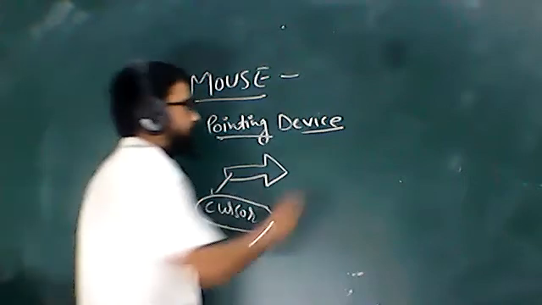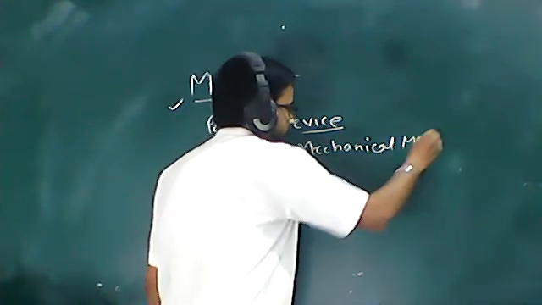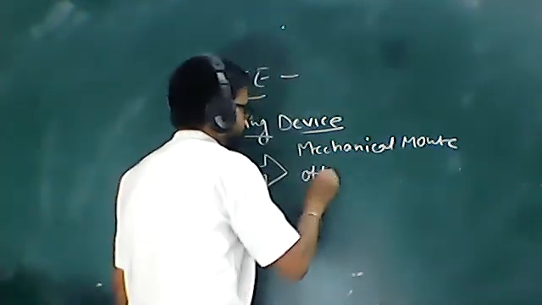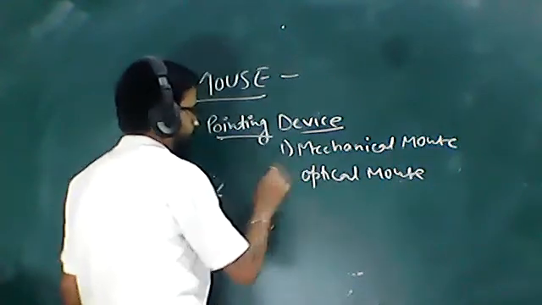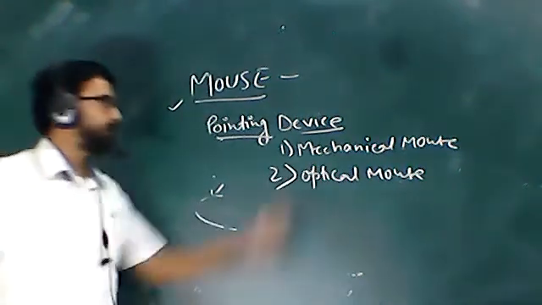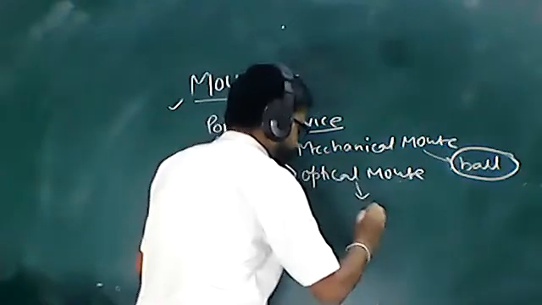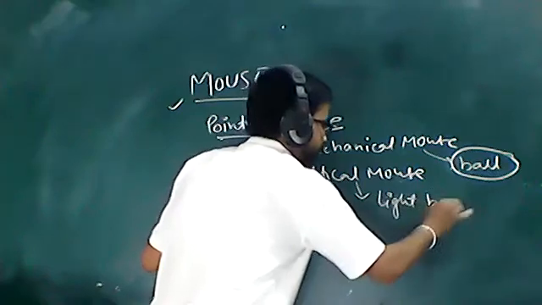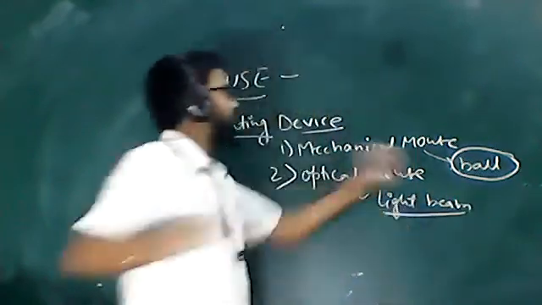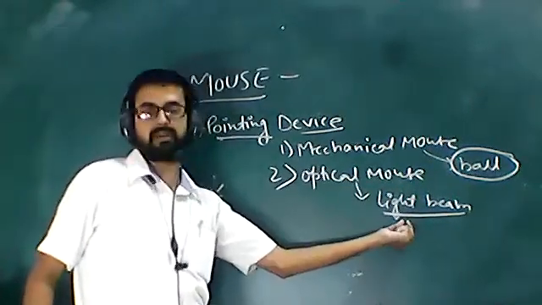Mouse is of two types: mechanical mouse and optical mouse. Mechanical mouse contains a ball. And optical mouse works on light beams; it does not contain any ball. A mechanical mouse contains a ball, and an optical mouse works on the light beam.